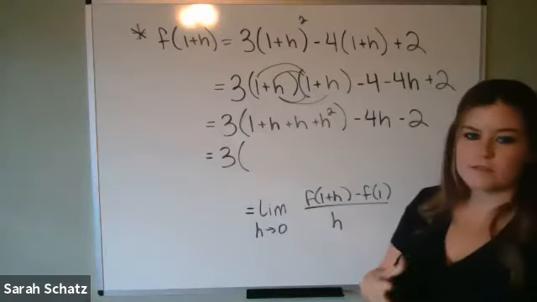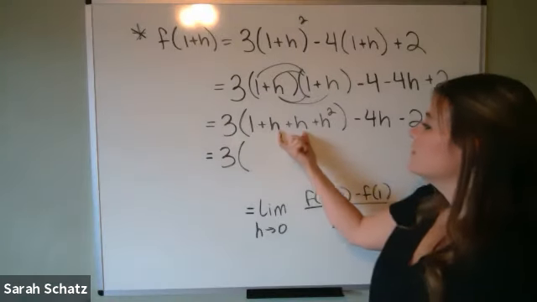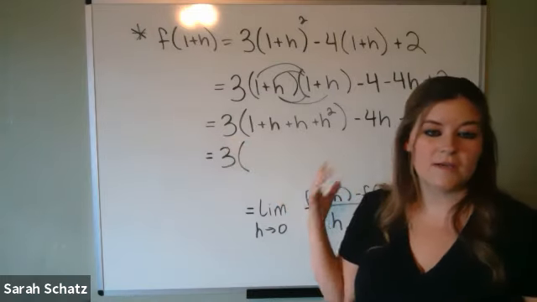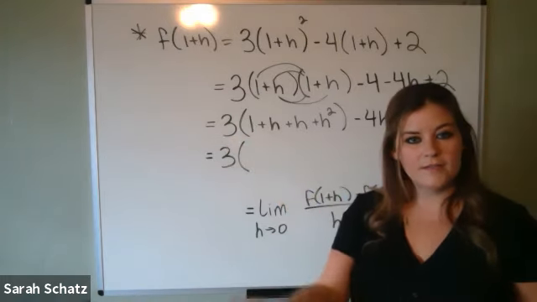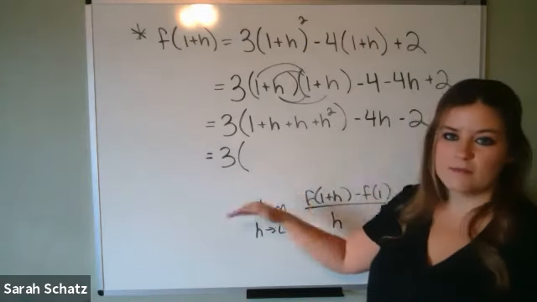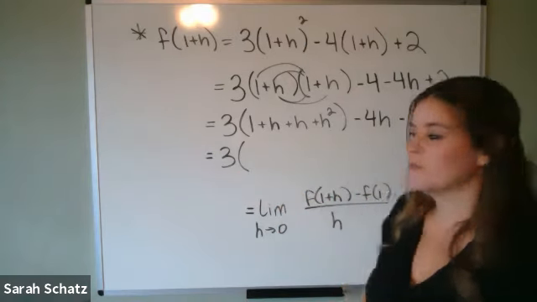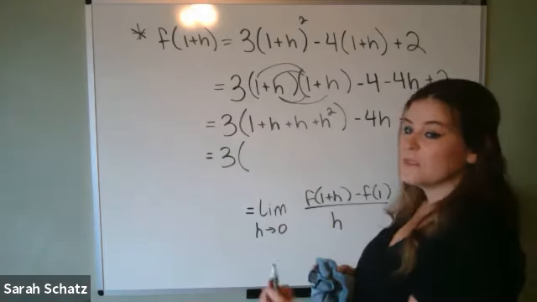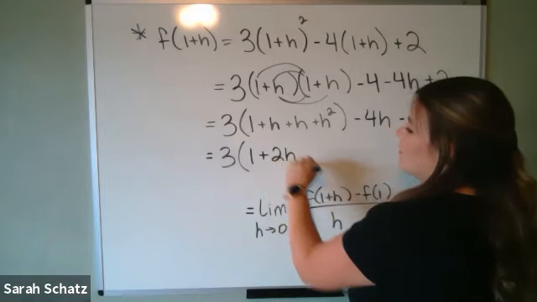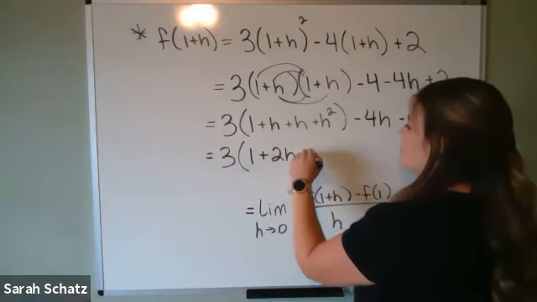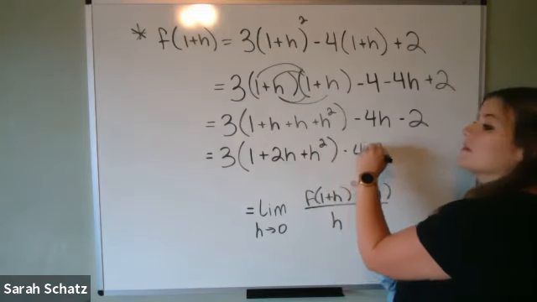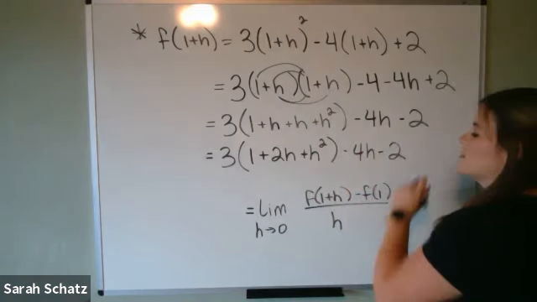Now, as you do these problems, if you want to, you could combine these h's together and distribute the 3 at the same time. You can do more than one step on a line, but I am going to take it small step by small step. So the next thing I'm going to do is combine those 2 h's together and call them 2h. Then I have plus h squared. Then I have out here minus 4h minus 2.